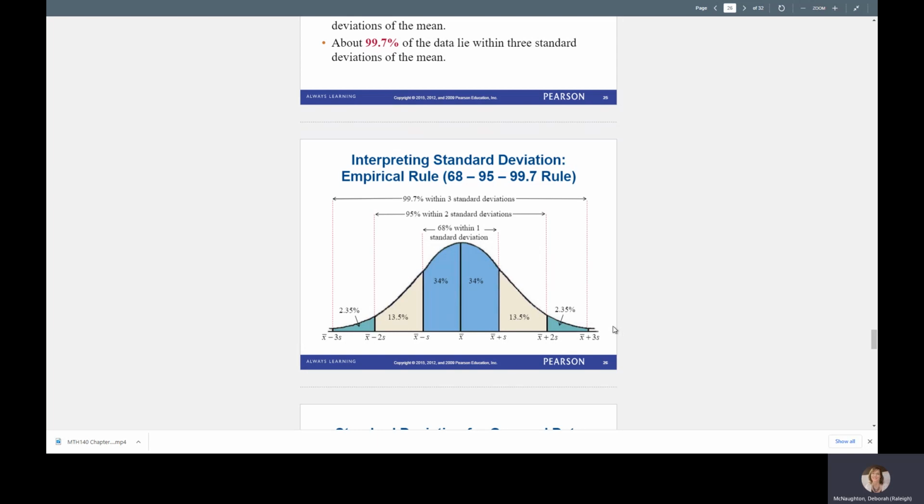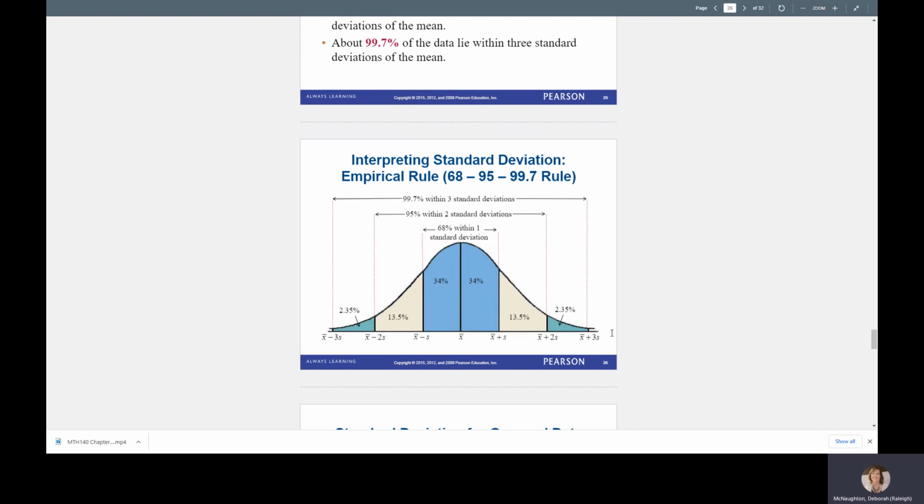Okay, and that's important because if I want to know how much of the data is more than 2 standard deviations below the mean, I would need to add up the 0.15 plus the 2.35. So the amount of data below 2 standard deviations below the mean is 2.5%, which makes sense because if 95% of the data falls in here, 2.5% is below here, and the other 2.5% that's missing from that is above here.